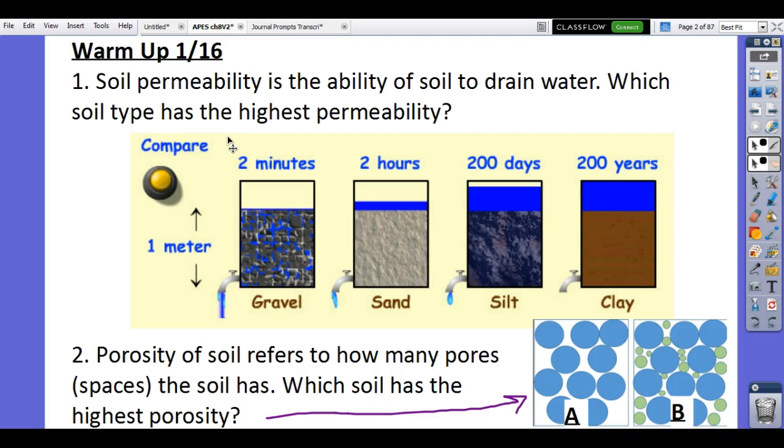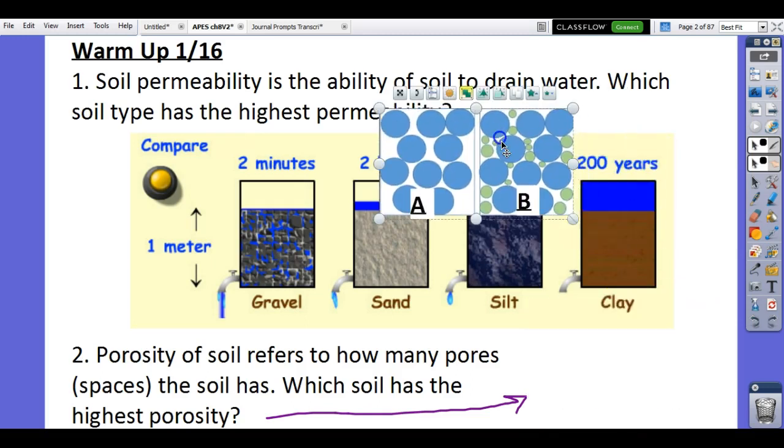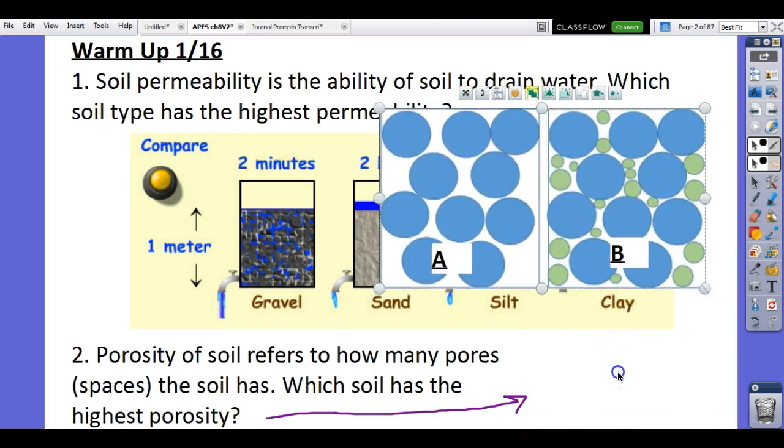Porosity, you guys have heard of pores, like you have pores on your face, right, that get clogged with dirt and form pimples. Those are pores. So porosity is a measure of how many pores are in the soil, and how big are those pores or those spaces. So between A and B, which one would have the highest porosity? The most pores. Which has the most spaces? A, right? A has the most spaces, so it would have the highest porosity.